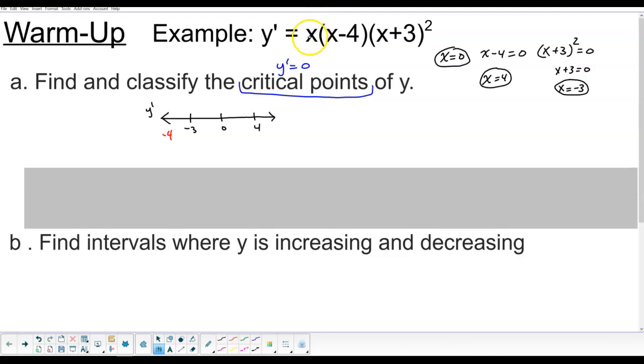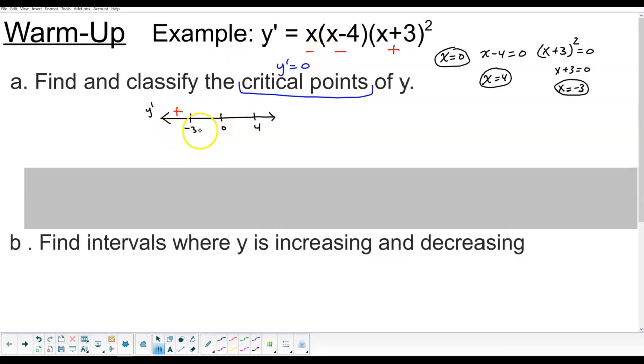If I plug -4 in for x, I get a negative output. If I plug -4 in here for x, I get -8, which is a negative output. And notice, x plus 3 squared. I don't care what this is. Whatever value we have squared will always be positive. So I'm going to leave this one. This is always positive, which means these two factors determine the sign of our derivative. So a negative times a negative ends up being a positive at 4.